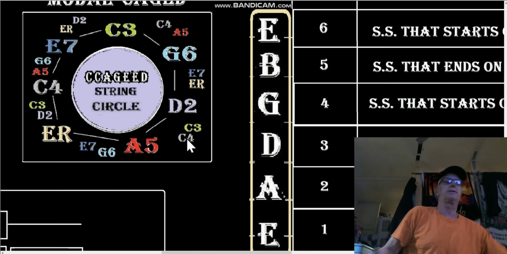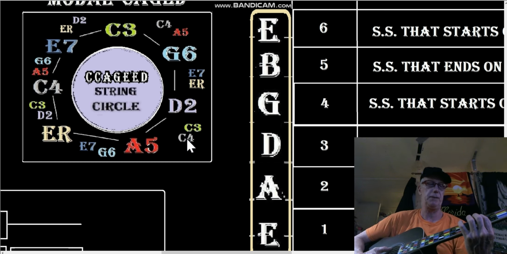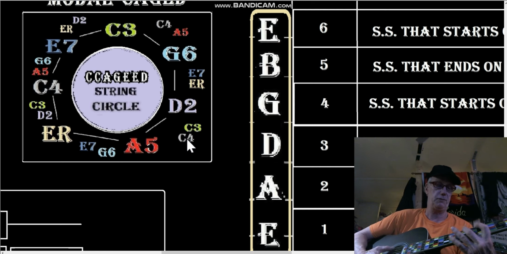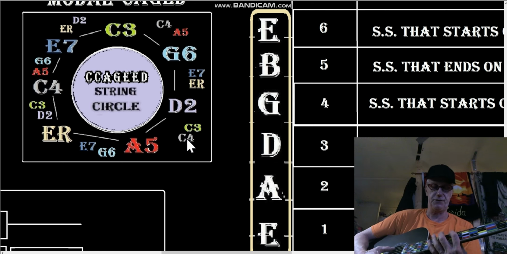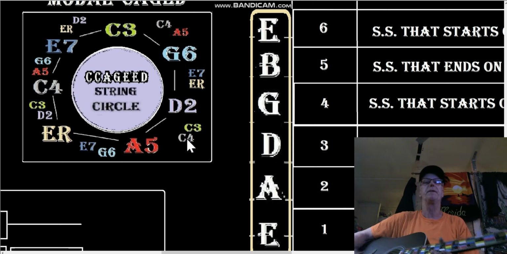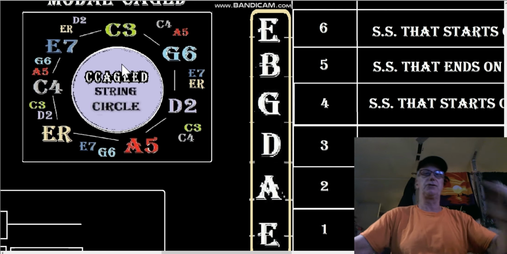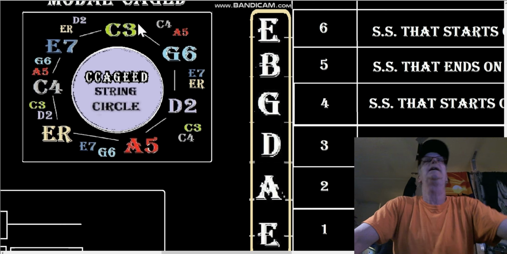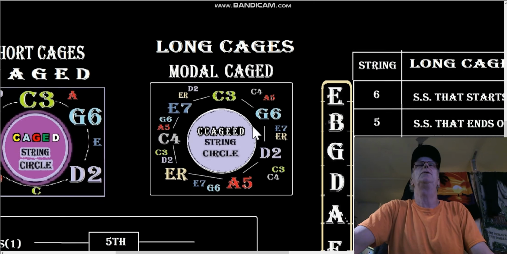What are modal linked? Modal linked means if I have a C here, a C string shape, 3, 4, 5, the next modal linked string shape is going to be 4, 5, 6. The next modal string shape from 4, 5, 6 is 5, 6, 7. And then we go to 6, 7 root. Then we go to 7 root 3. See how heavily linked they are? These are the caged links of the long cages that I made, the CCAGEED, which is just modal cages.